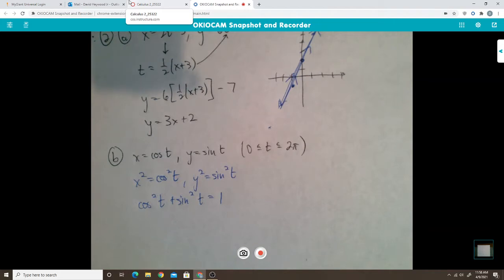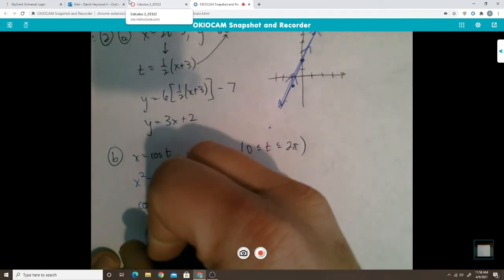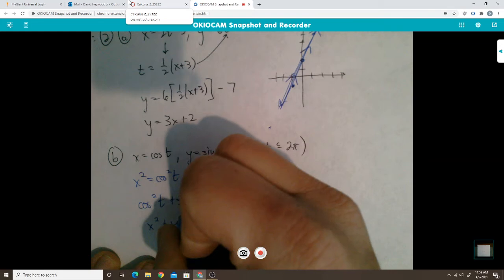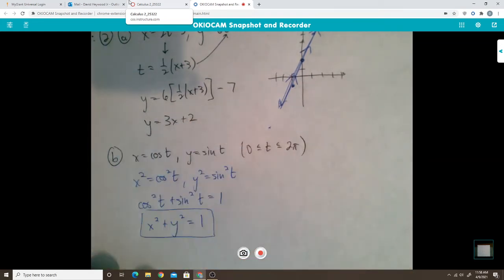And then you say, well, but how does that help me? Because I'm trying to eliminate the parameter. I'm trying to get an equation in terms of x and y. Well, it helps you because there's x squared and there's y squared. So this is just x squared plus y squared equals 1. And there you go. You've eliminated the parameter. This is just a circle centered at 0, 0 with radius 1. This is just the unit circle.